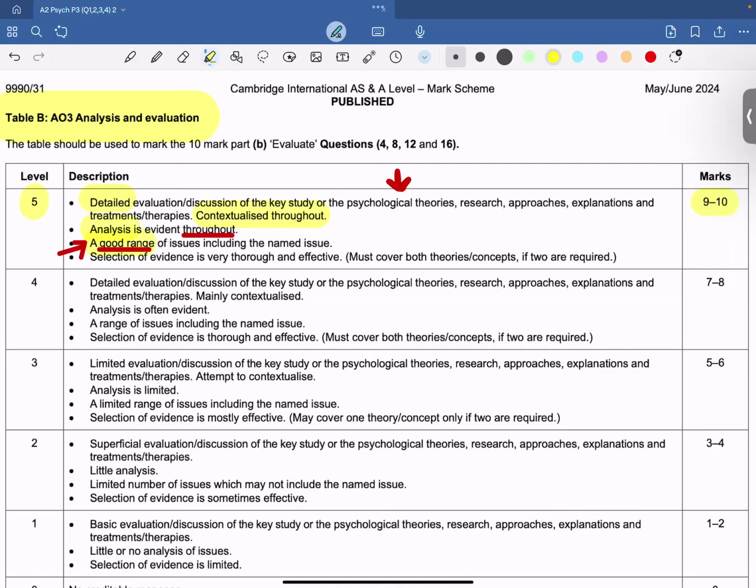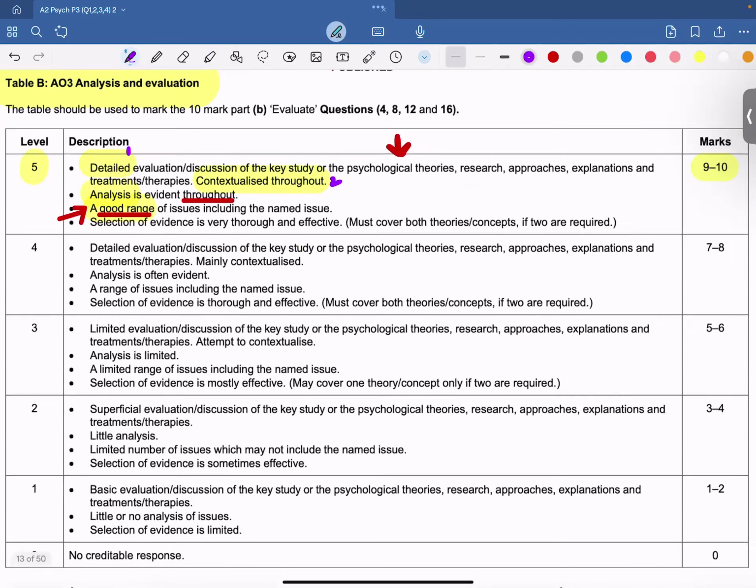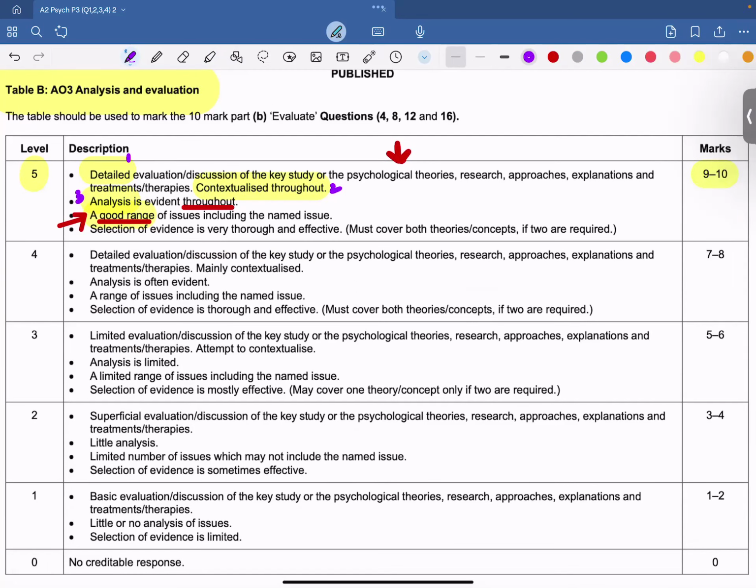So this is the marking criteria that the examiners use when it comes to grading this specific question. Let's repeat again. 1, detail is required. Number 2, it should be contextualized throughout. Number 3, an analysis should be evident throughout. Number 4, a good range of issues should be discussed. Number 5, whatever you're selecting as evidence should be thorough and effective.